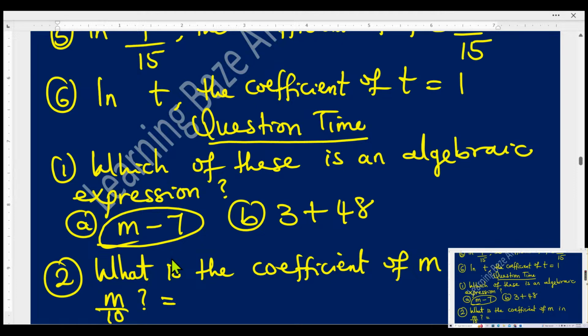So the correct answer is 1 over 10. We did it not too long ago. You can see it above in example 5 and example 4. The coefficient of m in m over 10 is equal to 1 over 10. So if your answer is 1 over 10, give yourself 10 diamonds. That's amazing.